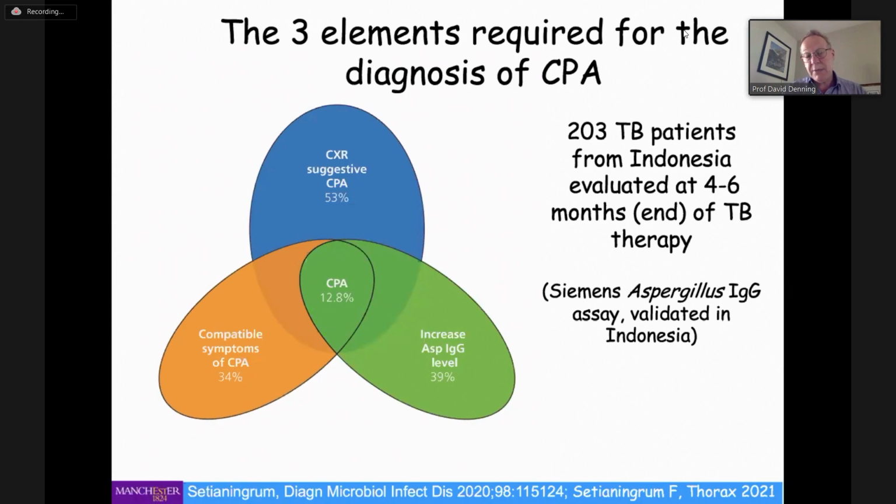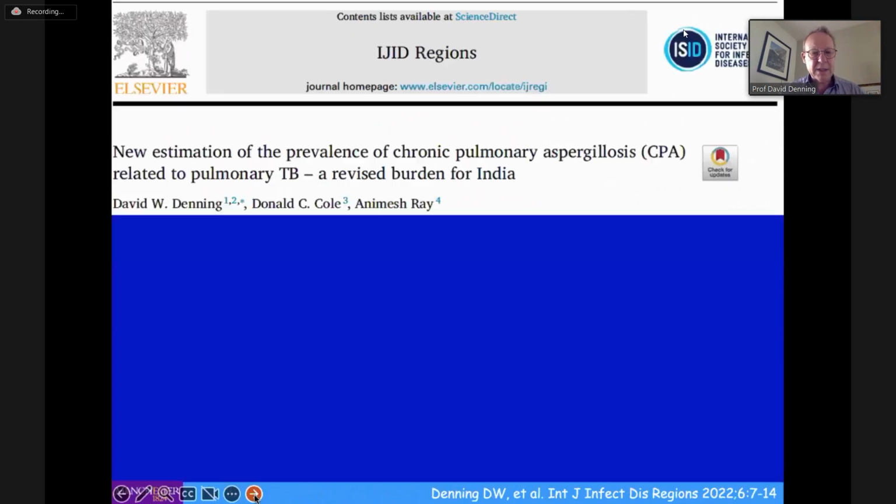So some patients have very few symptoms. Sometimes the chest x-ray is very typical, and some patients have negative Aspergillus IgG. So this is not the totality of it, but it is the main issue.